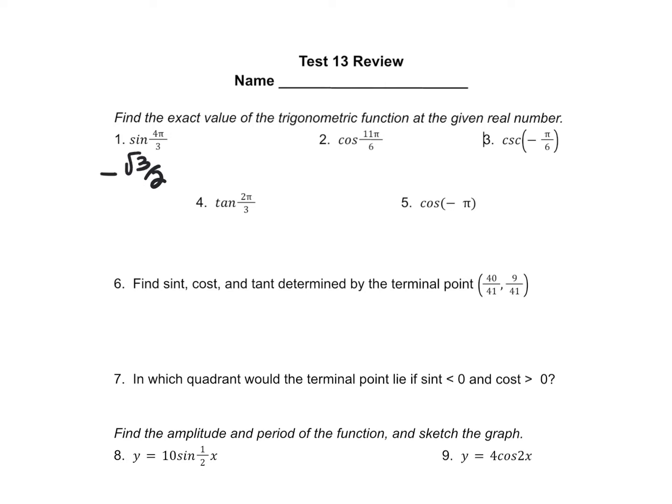Number two, cosine 11 pi over 6. First of all, forget the 11. Cosine pi over 6 is also square root of 3 over 2. And 11 pi over 6 is in quadrant 4. Cosine's positive in quadrant 4. We are done.